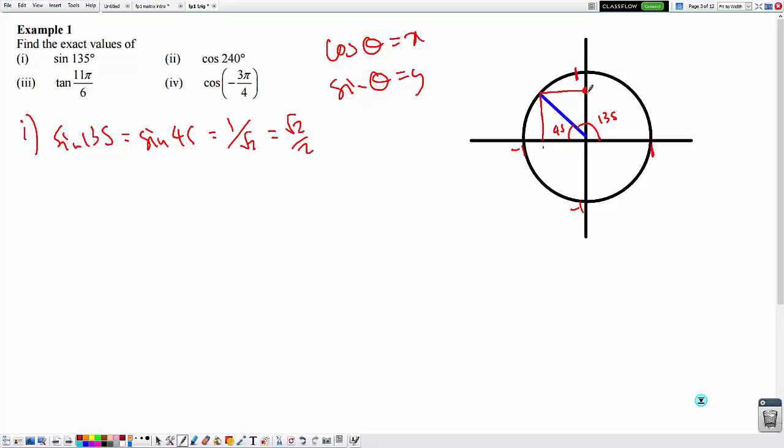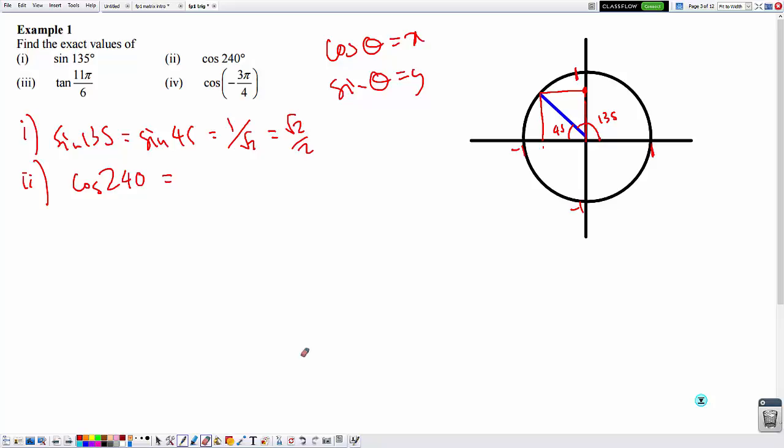So sine of theta, that's that y value I want. Well, I'll get exactly the same thing if I went to 45. So I know what sine of 45 is. Let's do part 2. Let's do cos of 240. I'm going to do a few more examples actually.